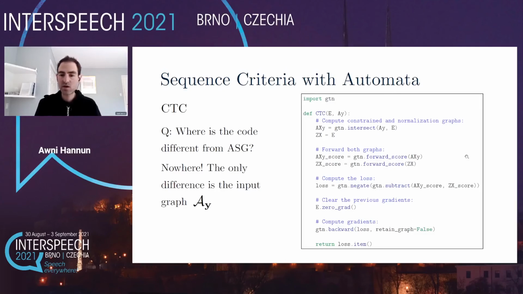There's a question, is there a common name for this generic ASG CTC function? Not that I know of.